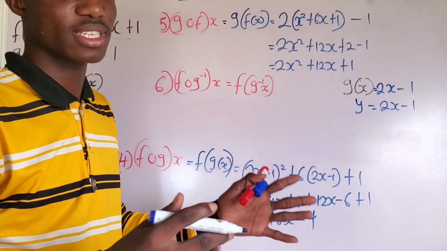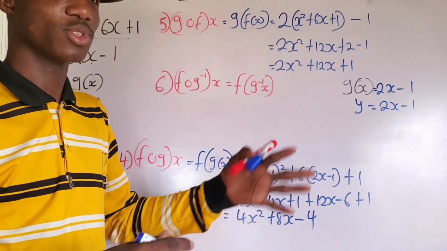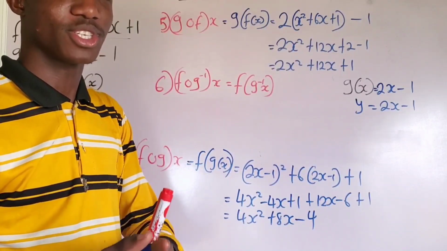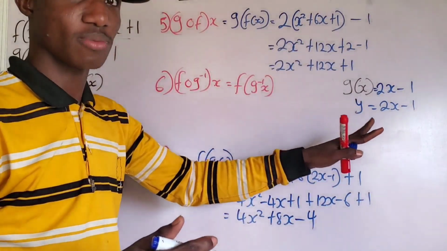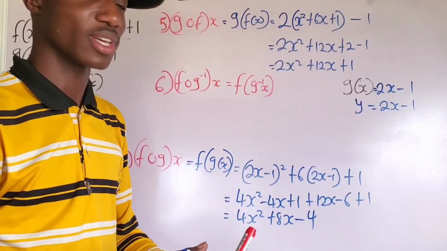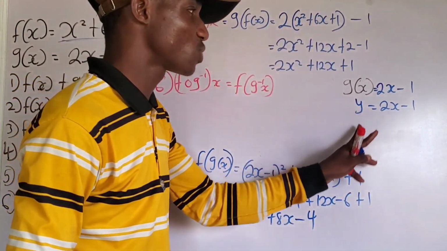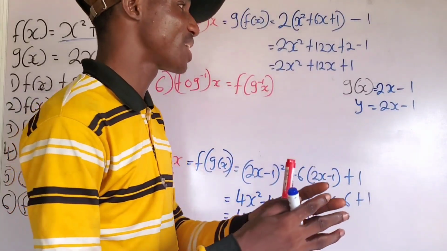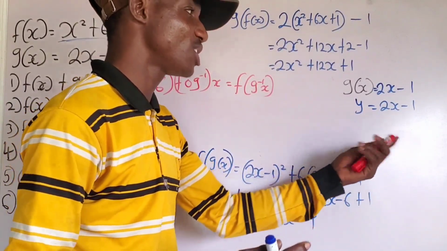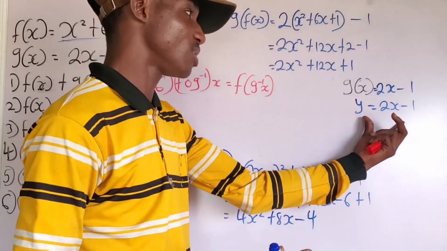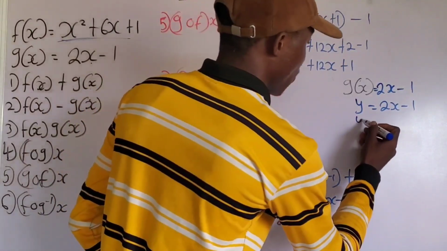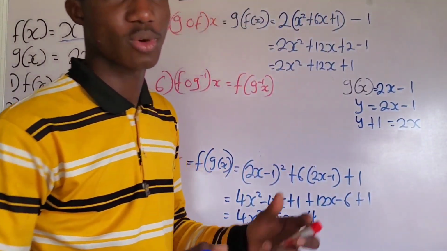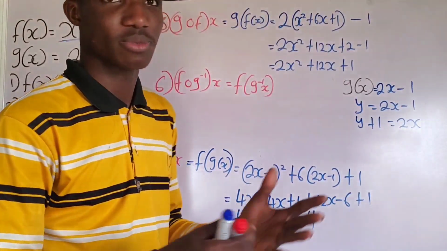You understand? Honestly, if I'm solving this in an exam, I may not show this step, but because I'm teaching, I just show it to you. You understand what I'm saying? So it might not be part of your solution. Okay, now we have y equals 2x minus 1. Now the next step is that you have to make x the subject of the relation in this equation. So I'm going to have y plus 1 equals 2x. So to make x the subject, I'm going to divide both sides by 2.